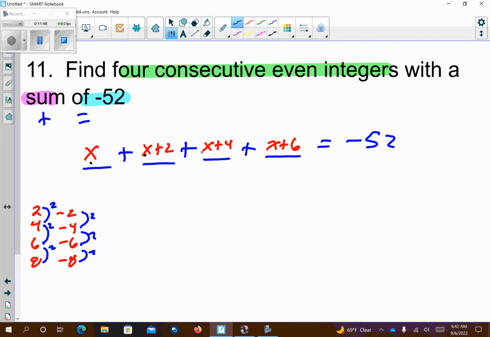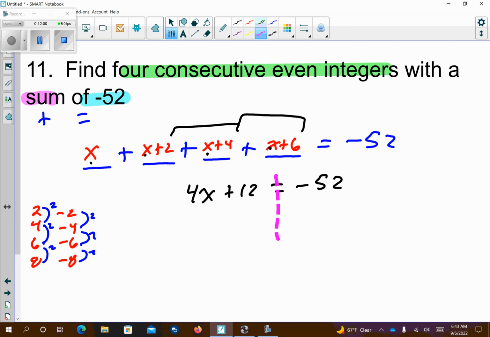So I have 1, 2, 3, 4. I have 4 x's. Then I have 2 plus 4 is 6. 6 plus 6 is 12. Those all add up. And we get equal to -52. I think we can start solving this problem. So I'm going to subtract 12 from both sides. Those cancel. And that's going to give me -64.